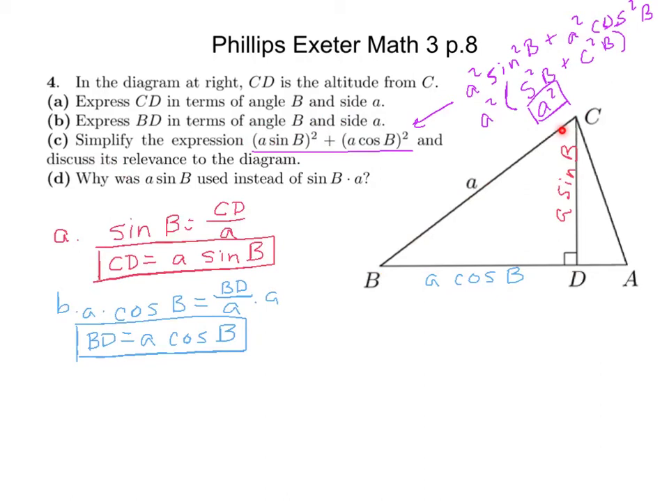And then the last question, D, it says, why was A sine B used instead of sine B A? If you had done sine B times A, then what you would have been doing is multiplying B times A and then finding the sine. Since we're not multiplying it just by B, you want to put the A out in front, so you're multiplying A times sine B, not just times the B itself.